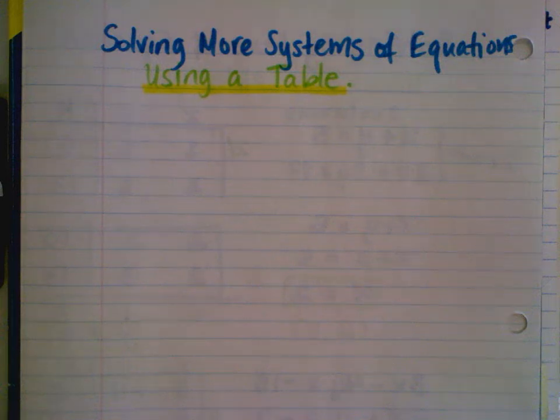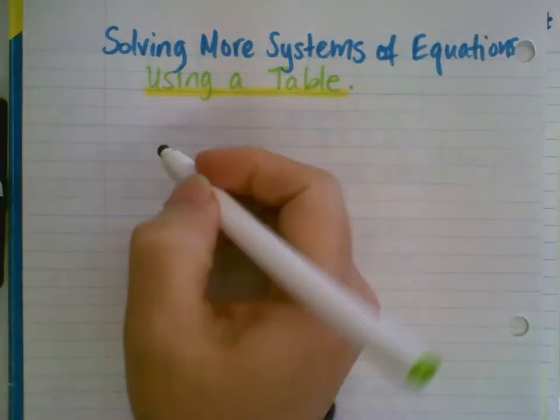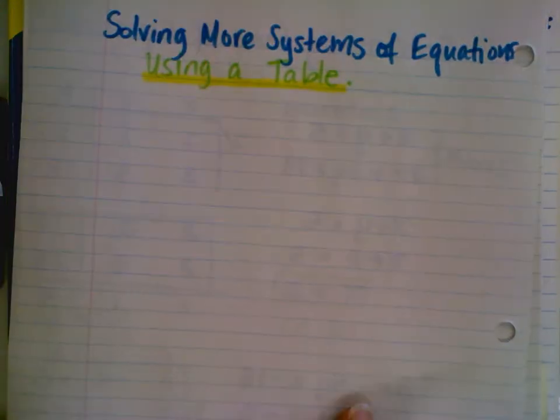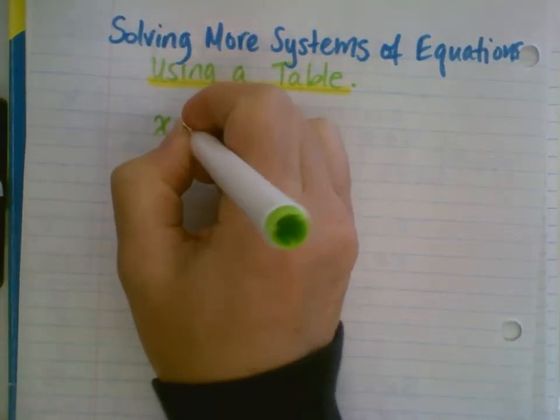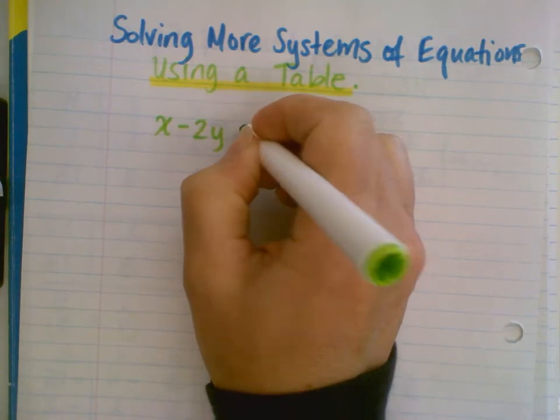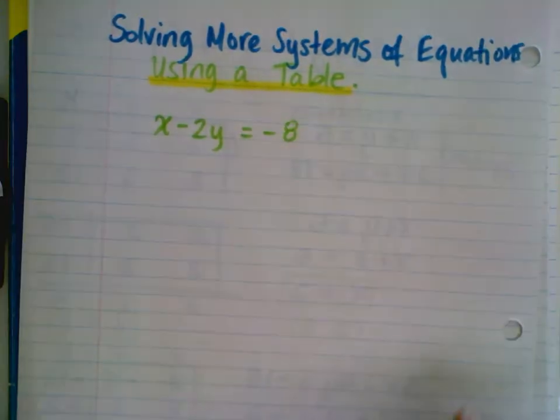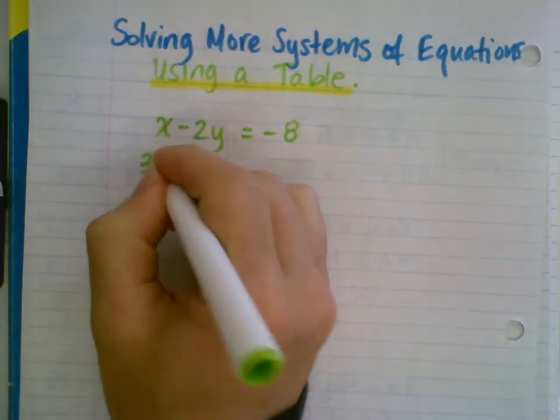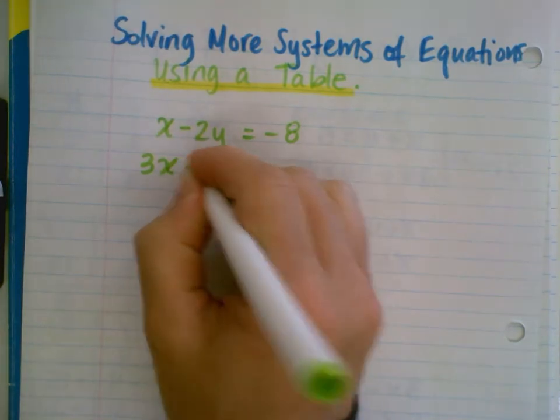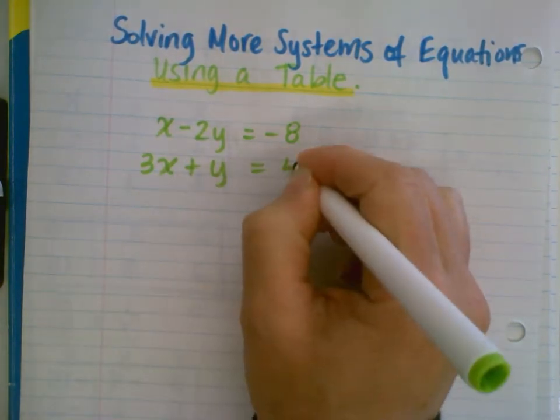Hello. In this video, we're going to be solving some more systems of equations using a table method. Okay, so this system that we're going to start with is x minus 2y equals -8. And the second equation is 3x plus y equals 4.